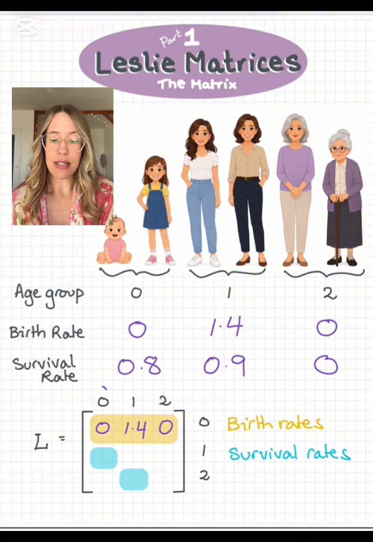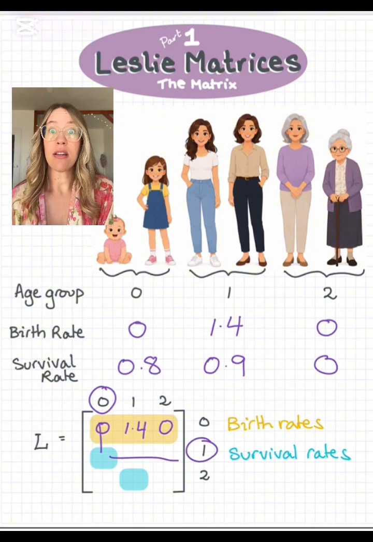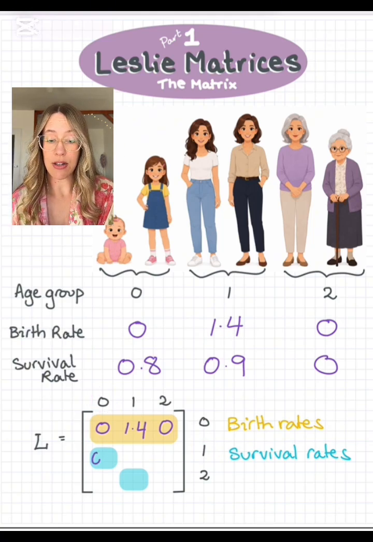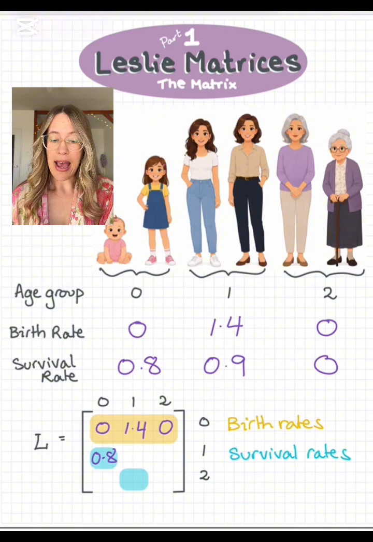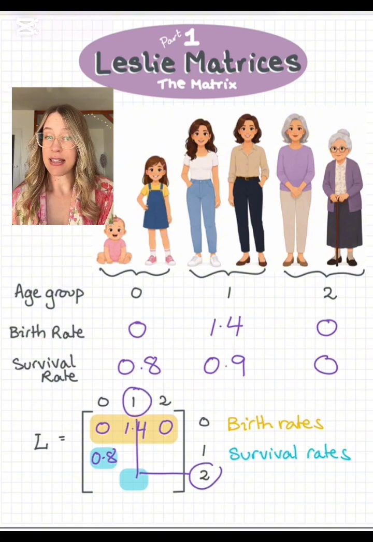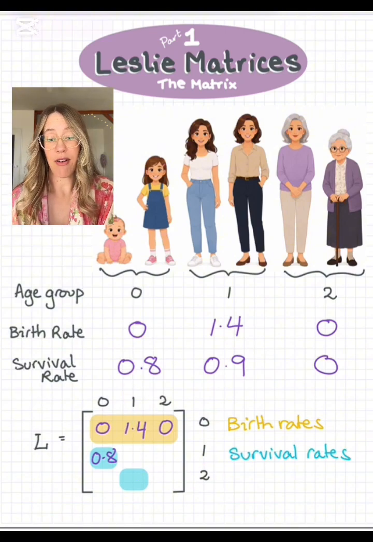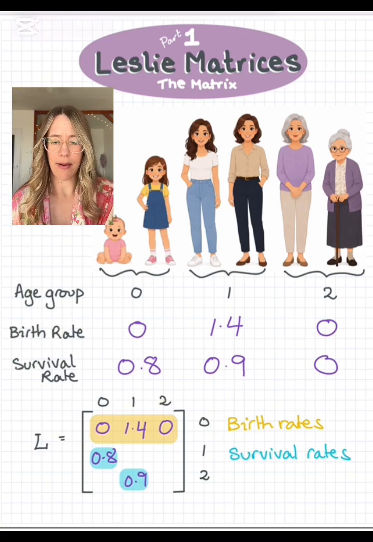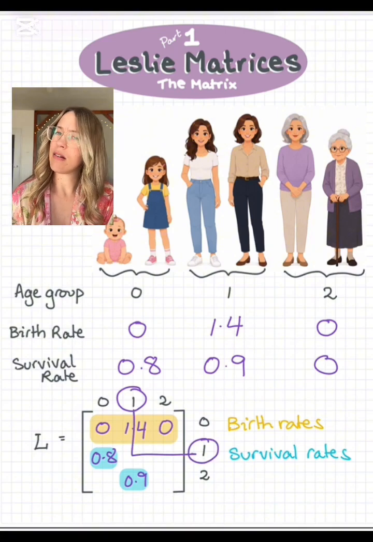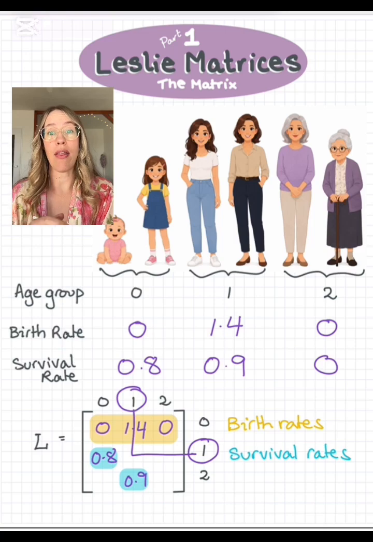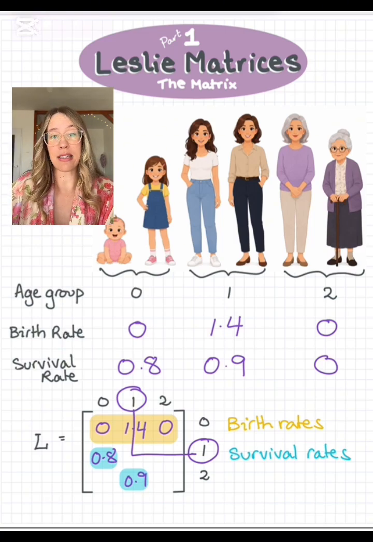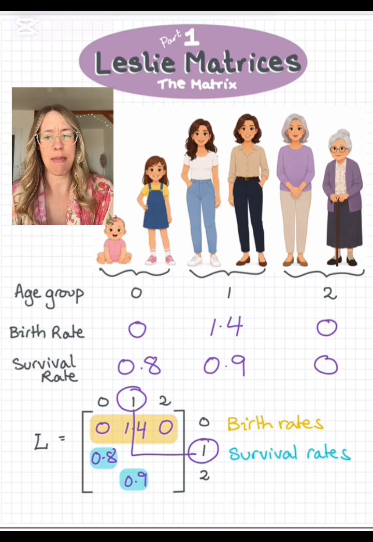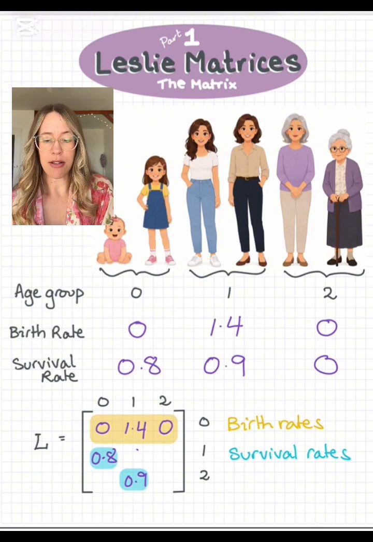So 0 going up to 1, surviving into the next age group. Well, that's just the survival rate, 0.8. Age group 1 surviving to get to the next age group, it's the survival rate 0.9. Now everything else is 0, remember? Let's see why. Age group 1 going into age group 1, that doesn't really make sense. You either die or progress to the next age group. There is no staying at the same age group. So that's going to be 0.